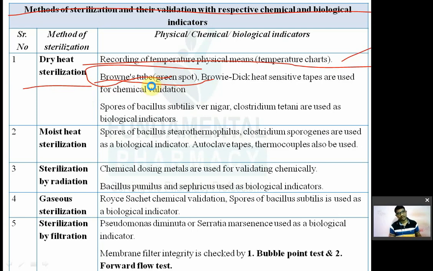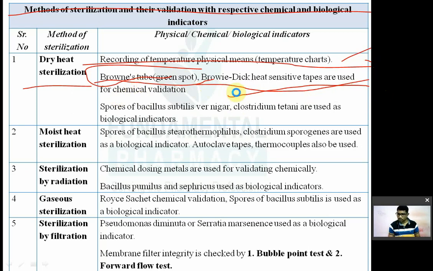So it will give you a color change. Okay, that is a green spot. Green spot means the material has been totally sterilized. Then उसमें दूसरा भी आता है, Bravo Dick heat sensitive tape. Bravo Dick heat sensitive tape वो भी आता है. These two are used for the chemical validation. Okay? Physical validation में ये आता है. Then chemical validation में क्या आता है? Chemical indicators में आता है आपका Browne's tube and Bravo Dick heat sensitive tapes.